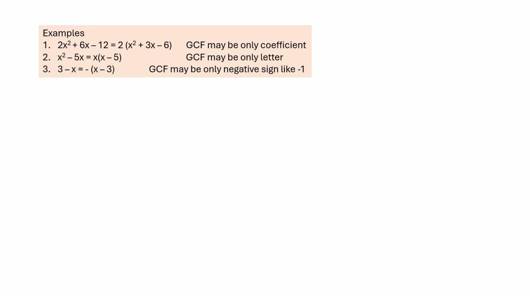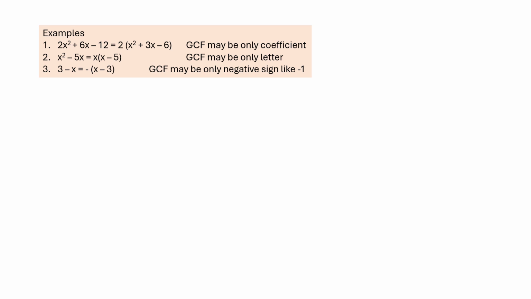For example, 2x squared plus 6x minus 12. In this case, there is no variable repeated in each term, so you will take the number only, the coefficient. So the GCF may be only the coefficient, so you will take 2 as a common factor and write the rest inside the parentheses, x squared plus 3x minus 6, because you divide each term by 2. Second one, x squared minus 5x. You can take the variable only, the letter. You can take x because the lowest power is x to the power 1. So take x and write the rest inside the parentheses, x minus 5.